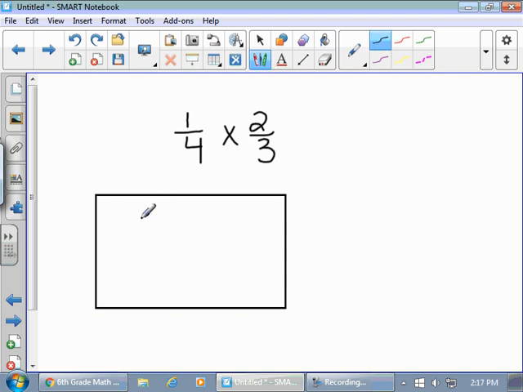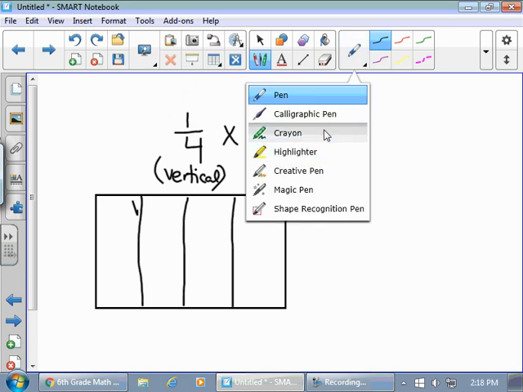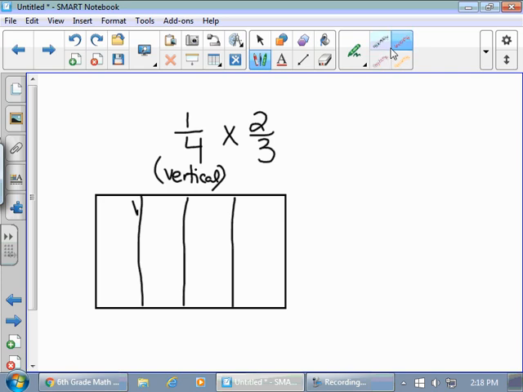Alright, I'm going to start with the rectangle. Now, your first fraction goes vertically. So I'm going to reduce this rectangle into 4 parts. So there has to be 3 lines down through here. Sorry, my board's not working. Well, my board went way up instead of down. So I have 4 equal columns, and I'm going to take my crayon and shade one of those.